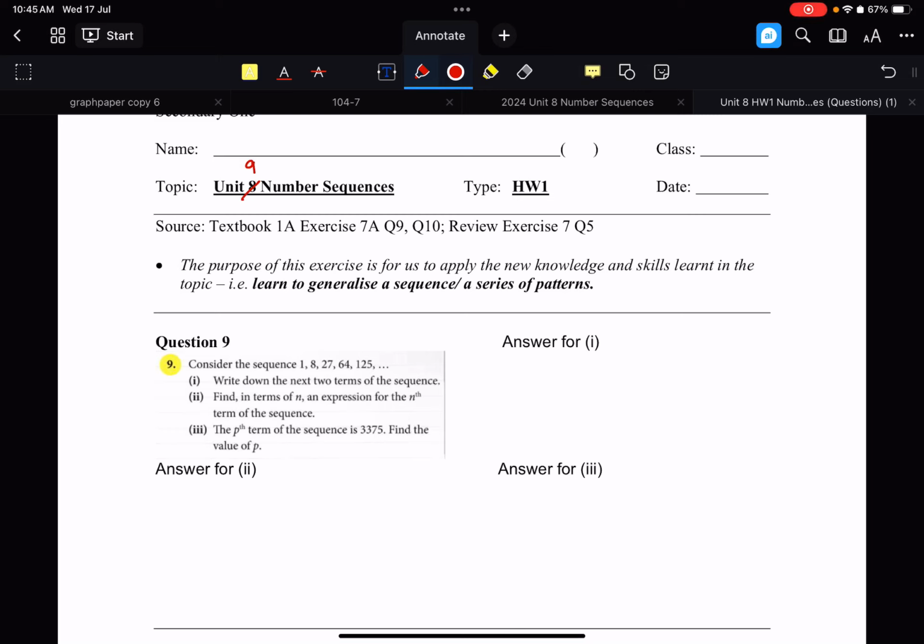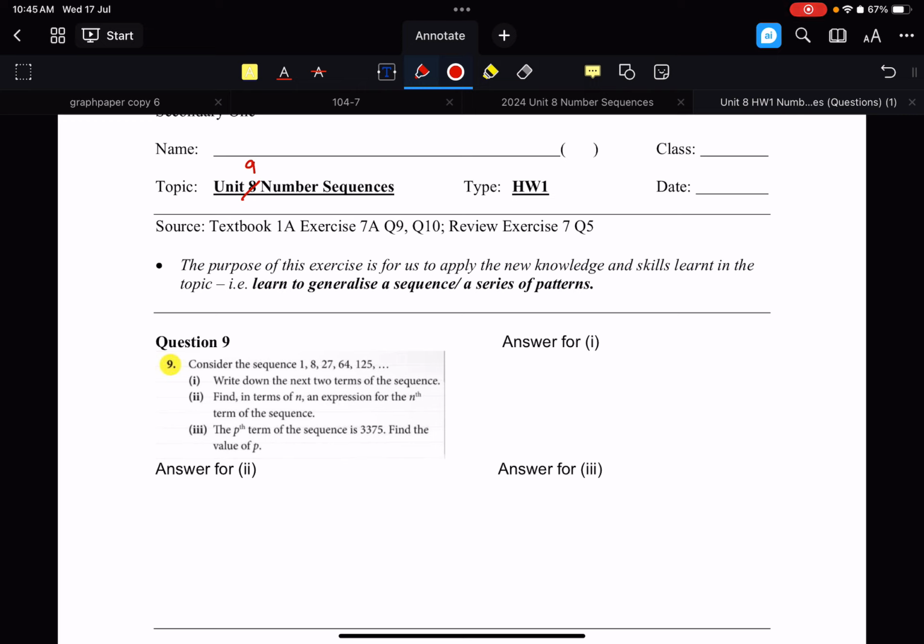Hello students. So this is the worksheet that I've given you, to look at some number patterns or sequences that are neither common difference nor common ratio. So let's look at them. I hope you can identify them.